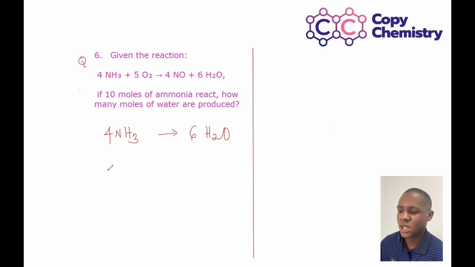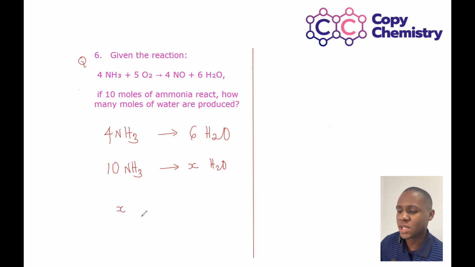So what you have to do here is 10 moles of ammonia would then produce X moles of water. But you must be sure to have balanced this equation before you can use this proportion. Okay, so ensure that that equation is balanced and you're good to go. So this one is pretty easy.